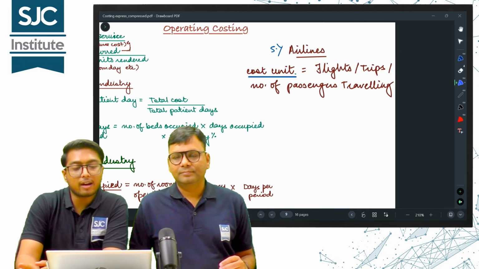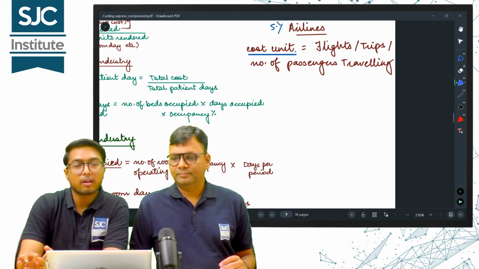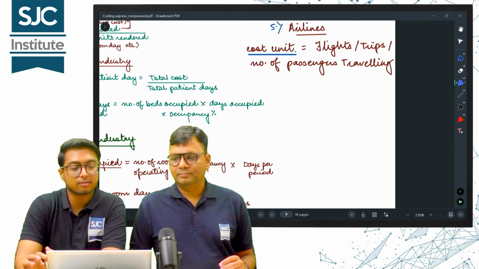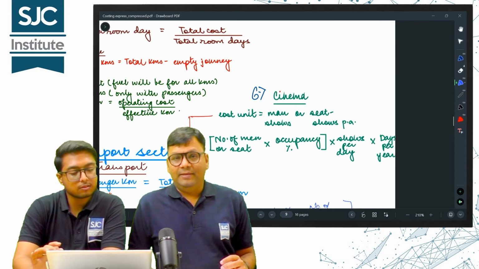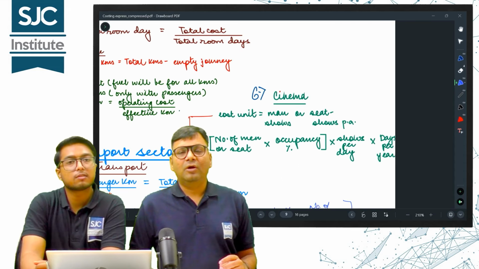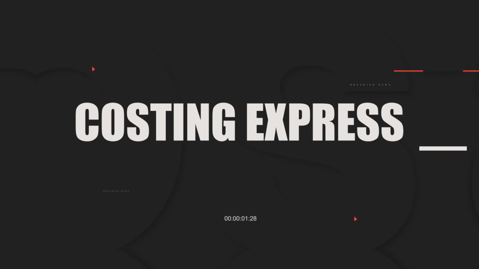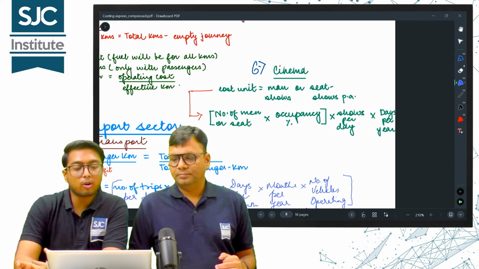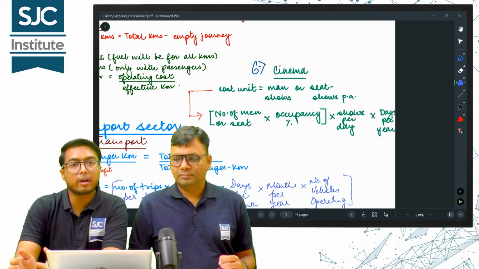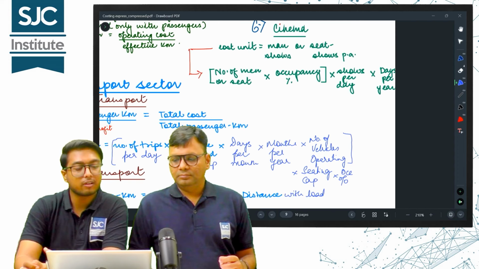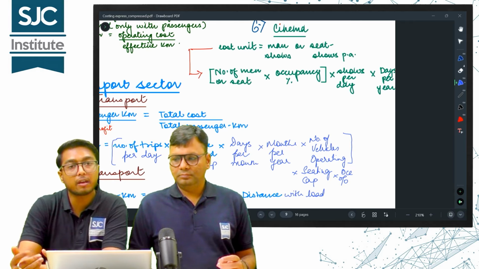Next we will compute for airlines. What is the cost unit here? Either number of flights, trips or number of passengers traveling. Per flight, you have to take everything on one flight basis. Sixth, cinema. Here the cost unit or the composite cost unit is seat shows per annum. The formula for which is number of seats into occupancy percentage into shows per day into days per year.